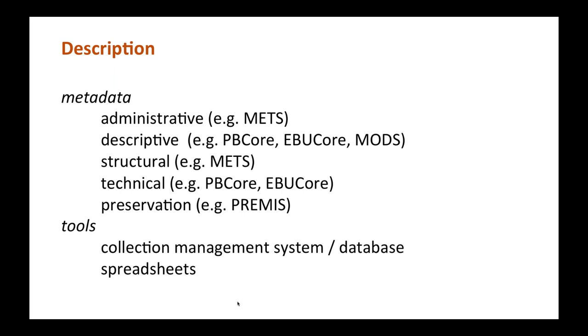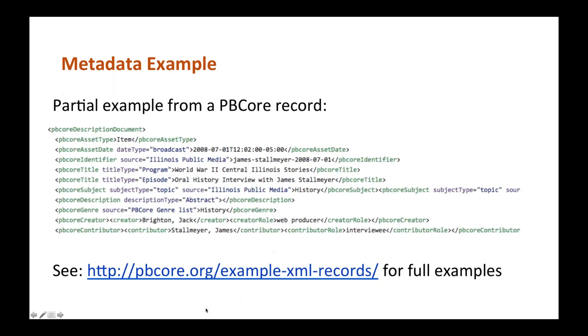And we have an example here for you of a PB Core example. And I do want to remind you, this is descriptive metadata. So you see here your title. There's an identifier, so that's going to differentiate this particular item from any of the other items that exist.